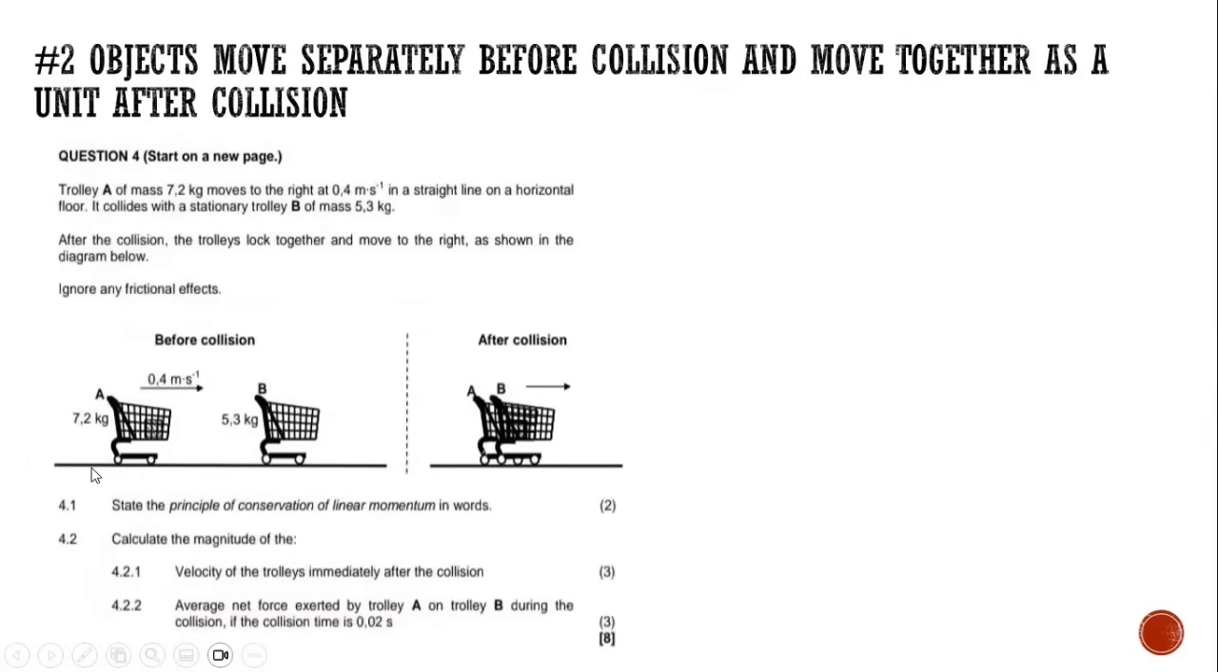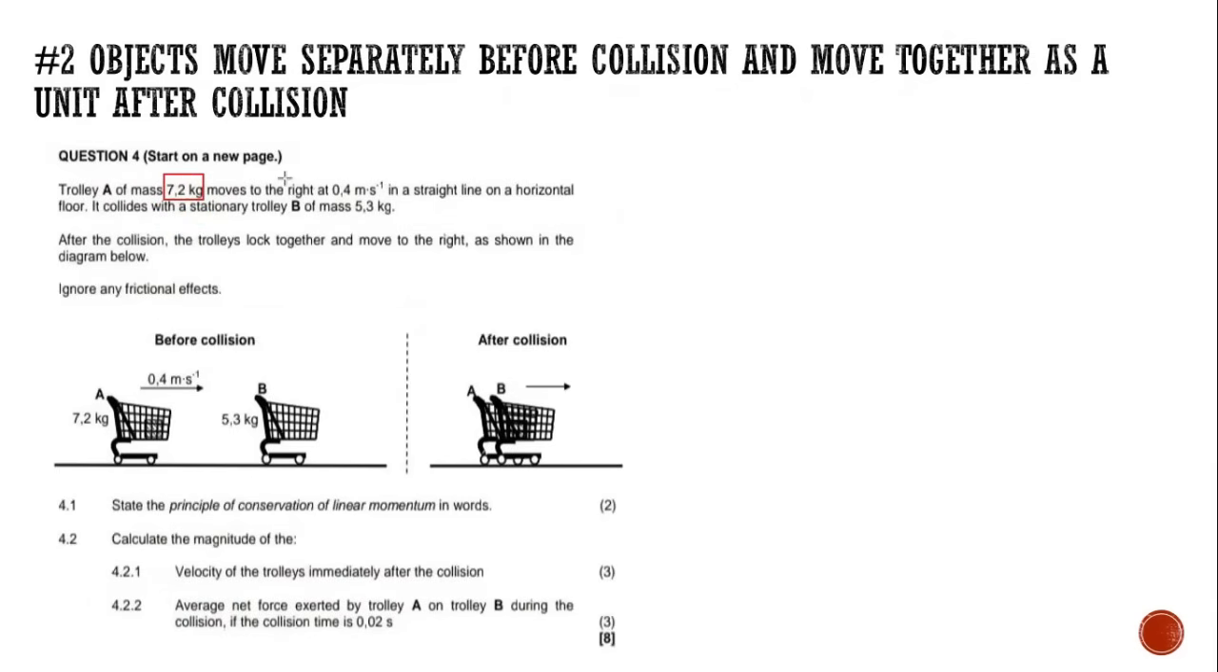It says objects move separately before collision and move together as a unit after collision. As a unit, it means now it is a system, right? A system of trolleys, as we can see right there. Now let's have our statement. It says trolley A of mass 7.2 kg. So we know the deal. Once we are given the data, we need to just highlight it.